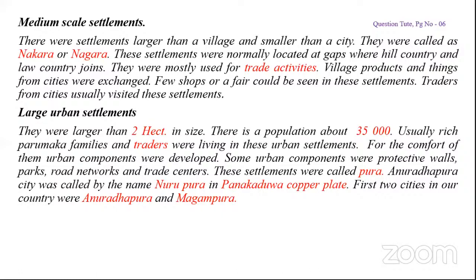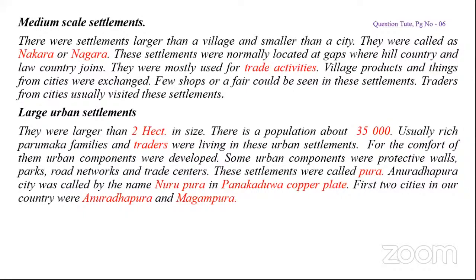How had they been formed? As an example, rich people wanted to buy foreign products. To buy the foreign products, they had to meet foreign traders. How were the foreign traders coming? They were coming through ports. As an example, close to the Mahatitha port in Mannar, Anuradhapura city had become a large city because of these trade activities.